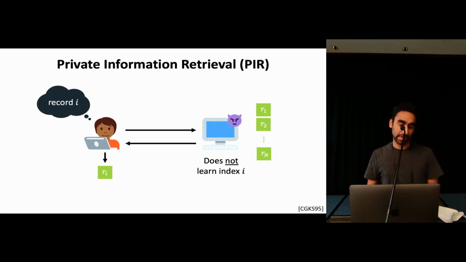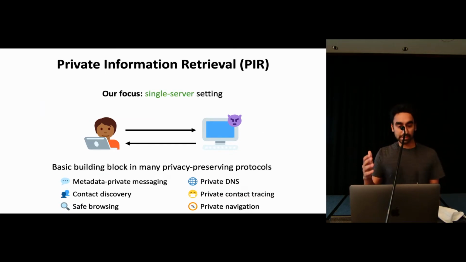Wikipedia, say. Our focus is the single server setting because it is a basic building block in many other privacy-preserving protocols. I've listed some here. You can also imagine private DNS as a motivating example, where the client would like to look up a DNS record without letting the server know which record it's looking at.